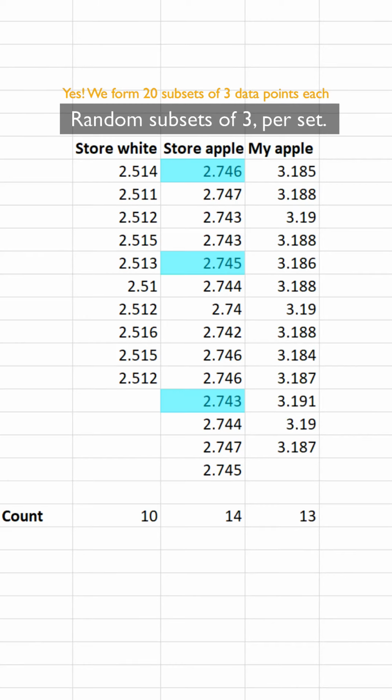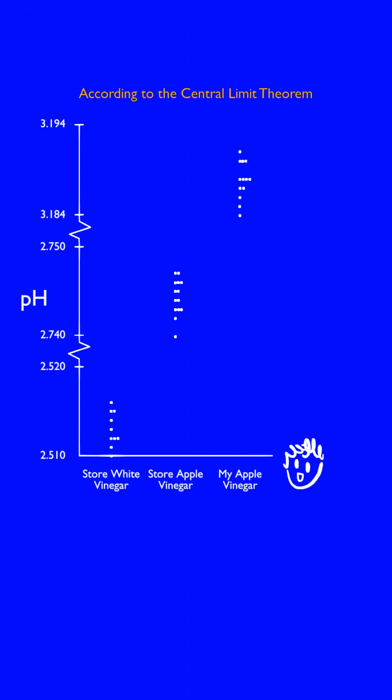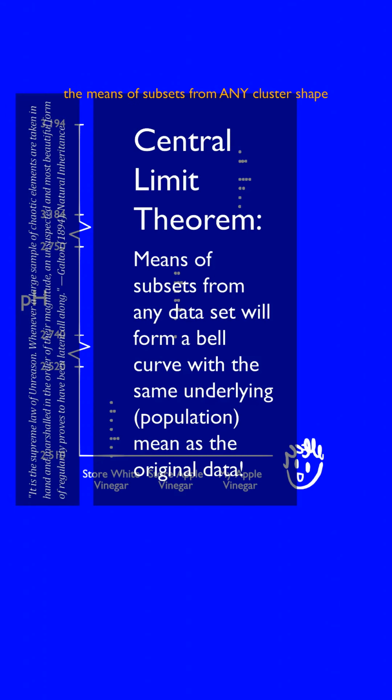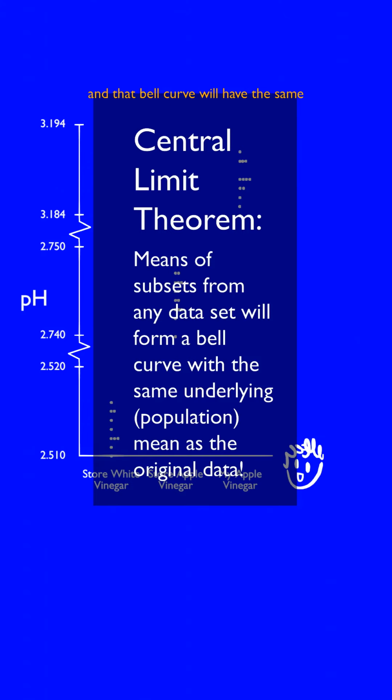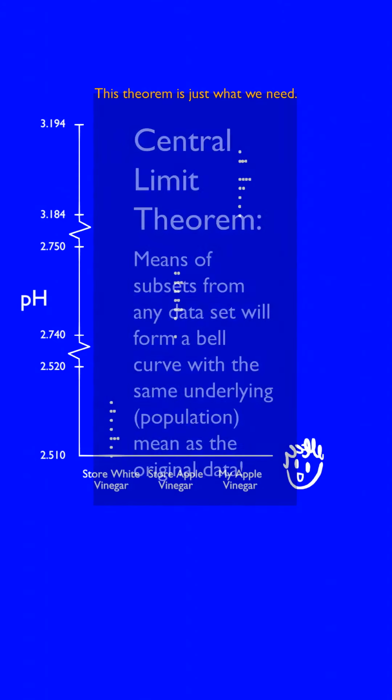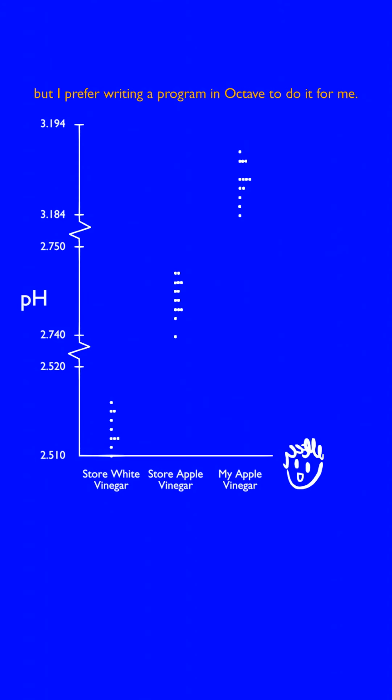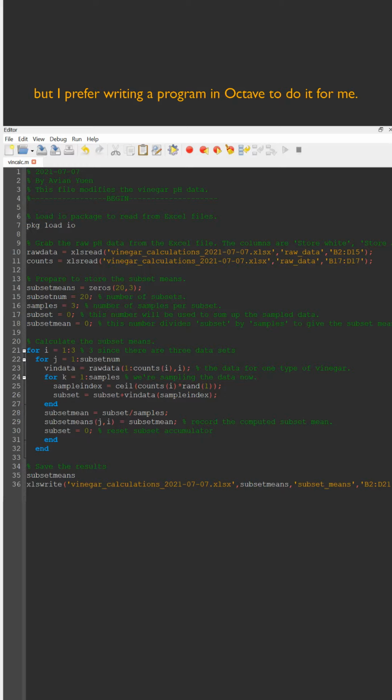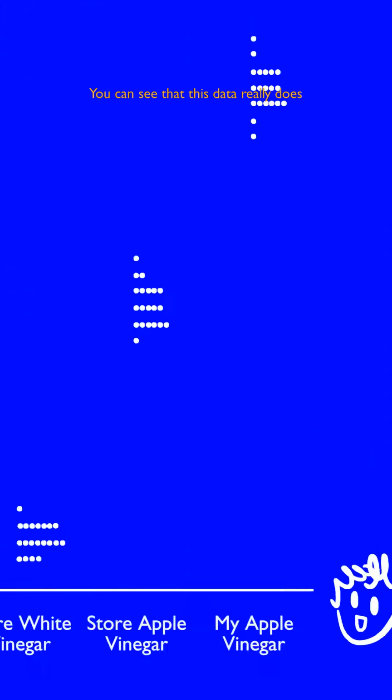Yes, we form 20 subsets of 3 data points each, randomly chosen from the data we collected, and calculate the means of these subsets. According to the Central Limit Theorem, the means of subsets from any cluster shape will form a bell curve, and that bell curve will have the same underlying mean as our raw data. This theorem is just what we need. Now, you could calculate this by hand, but I prefer writing a program in Octave to do it for me. You can see that this data really does have a bell curve shape.